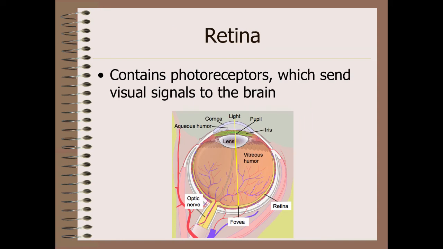And finally, we get to the retina at the very back of the eye. The retina is derived from the same tissue as the brain, and it is actually considered part of the brain. It contains our visual receptors called photoreceptors, which send visual signals to the rest of the brain. It has a quite complex layered organization, which we will get into in the next video.